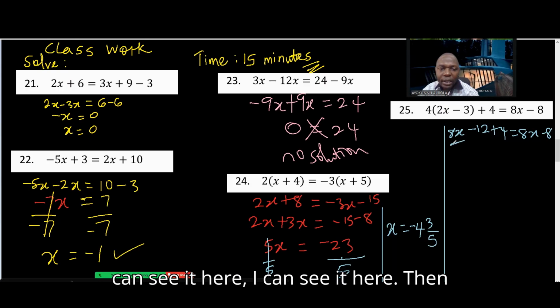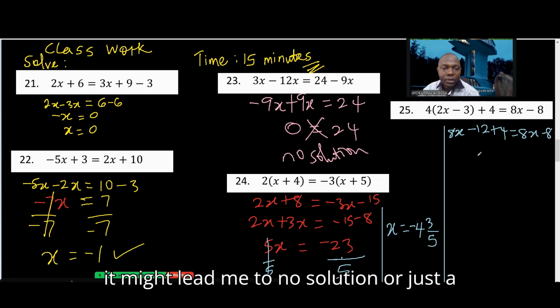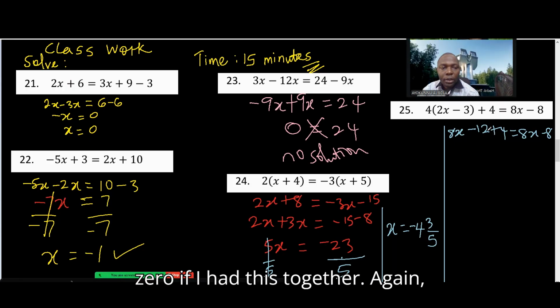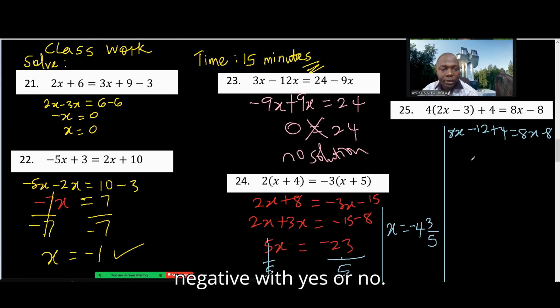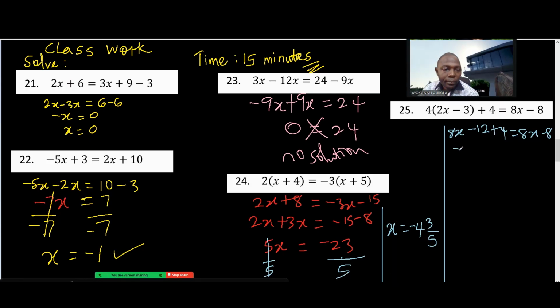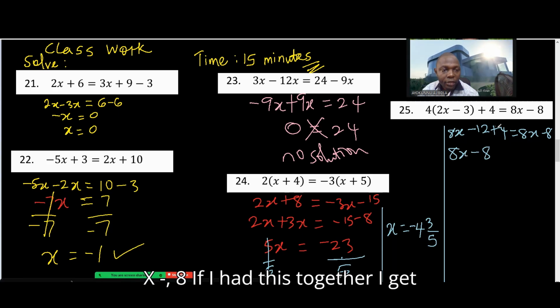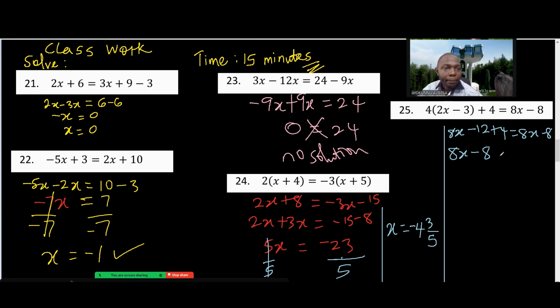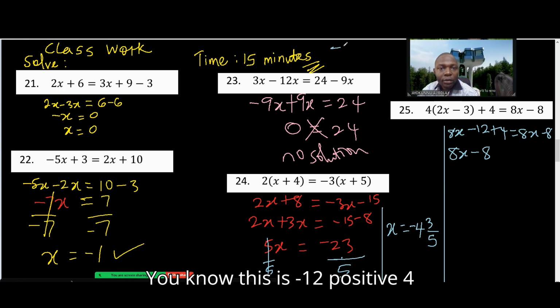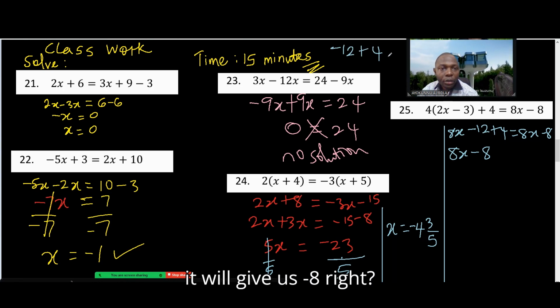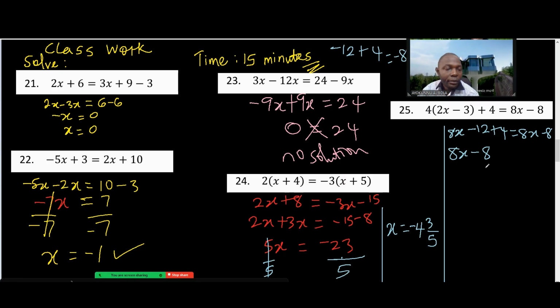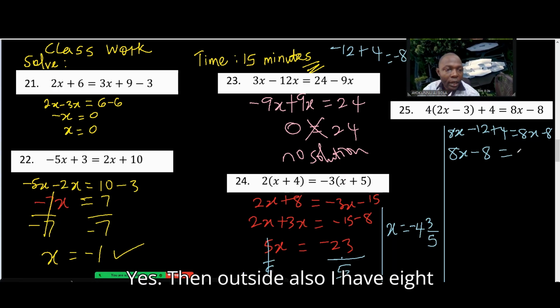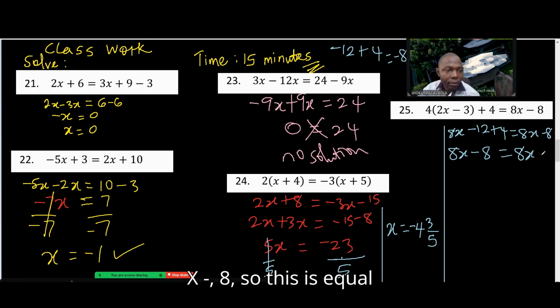Since I can see 8x here, I can see 8x here, then it might lead me to no solution or just a 0. If I had this together, I get negative 8. Yes or no? Pardon? 8x minus 8. If I had this together, I get negative 8, right? You know, this is negative 12, positive 4. It will give us negative 8, right? Yes. Good. Then outside also I have 8x minus 8.